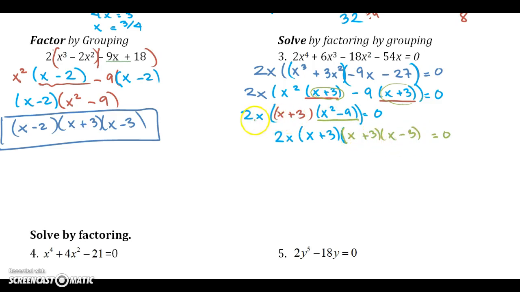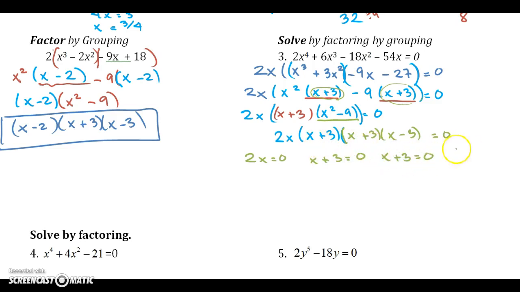Remember, notice here, I left all of these the same throughout. This 2x, 2x, 2x, 2x. X plus 3, x plus 3. And then you're solving the rest. Okay, solve. 2x equals 0. X plus 3 equals 0. X plus 3 equals 0.